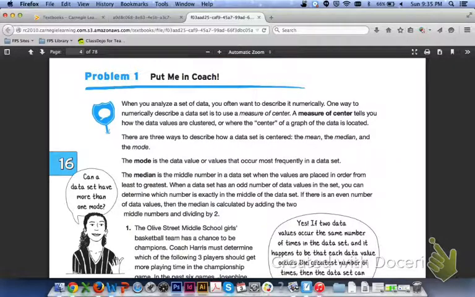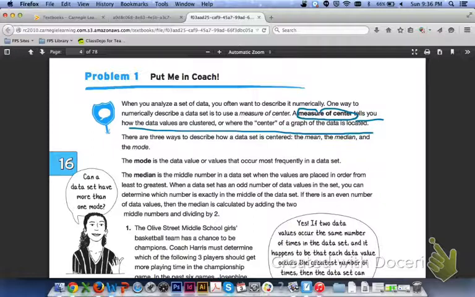Problem 1 says, put me in, coach. We've all heard that phrase before, probably heard that or thought that at a time ourselves. So let's see what the problem is about. It says, when you analyze a set of data, you often want to describe it numerically. One way to numerically describe a data set is to use a measure of center. A measure of center tells you how the data values are clustered, or where the center of a graph of the data is located.